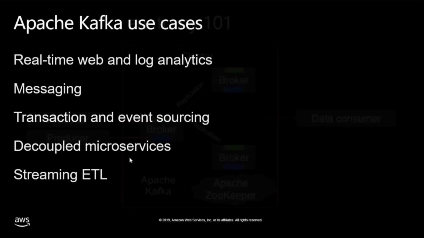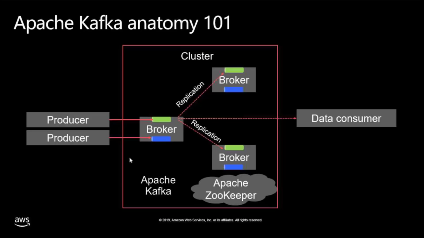And here's how Apache Kafka works at a very high level. On the left, you have producers, and on the right, you have consumers. And in the middle is what makes Apache Kafka run, and that is a group of EC2 instances called brokers. Brokers are essentially the hardware that is storing the data and serving the reads and writes from your producers and consumers.